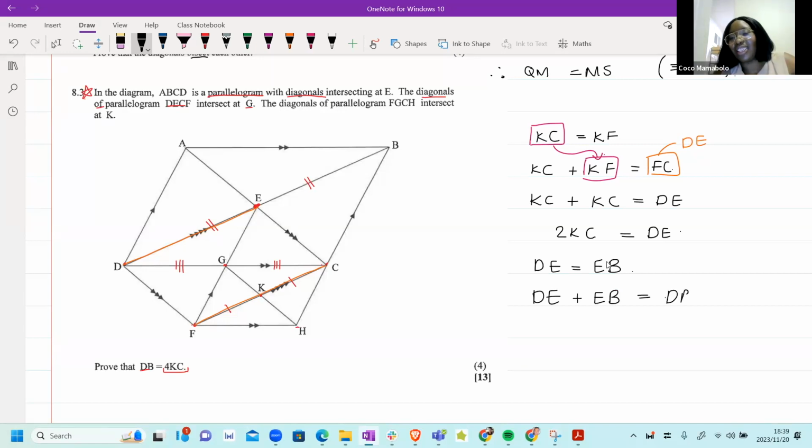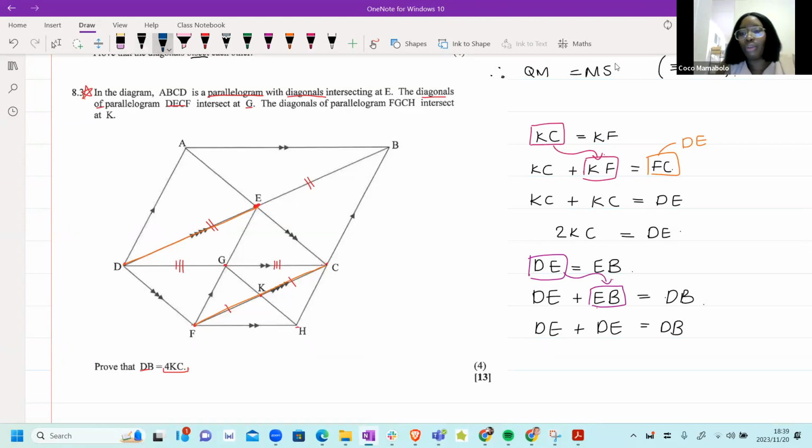DB, good, is equal to DB, right? Are we all in agreement? Yes or no? I can take EB and I can replace it with DE. Are we all okay with that? Yes? Can we do that? Good. So now I've got DE plus DE is equal to DB.